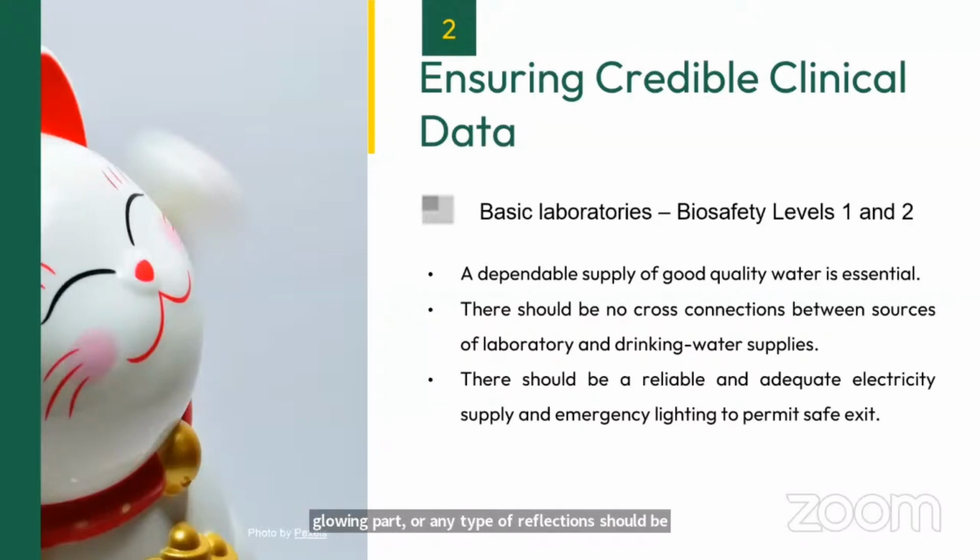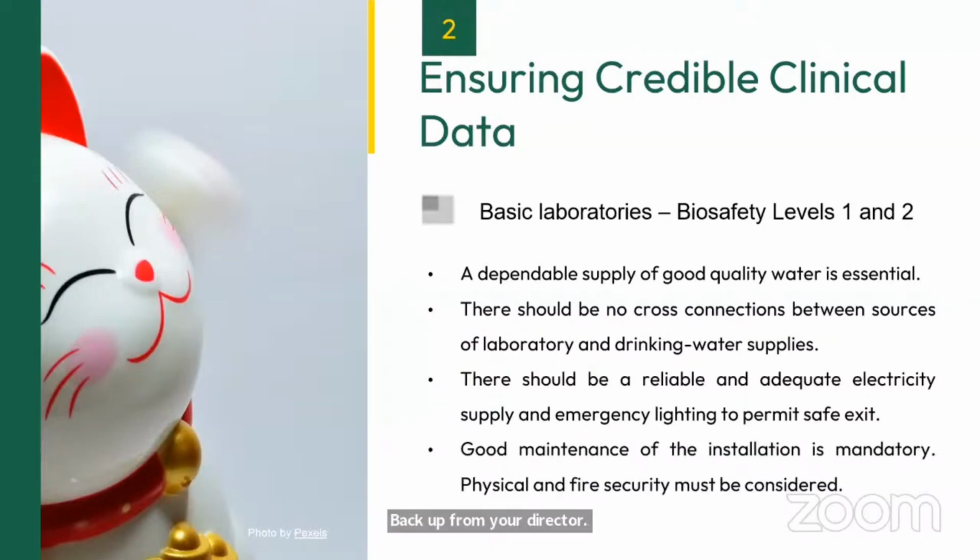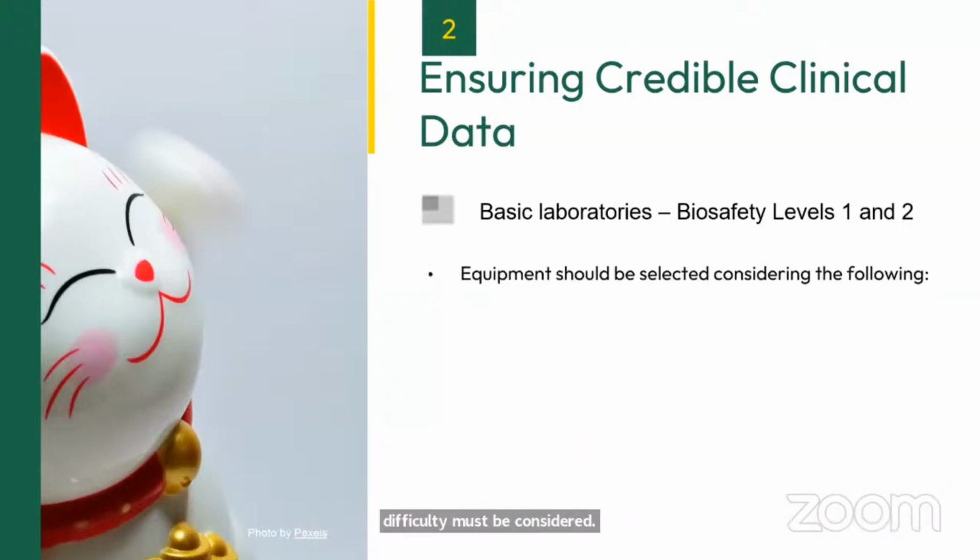Adequate electrical supply should be available. Backup should be available: online UPS with backup from your generator as per the requirement of the laboratory. Good maintenance of the installation is mandatory. Physical and fire security must be considered. Other measures should be considered and applied as appropriate.